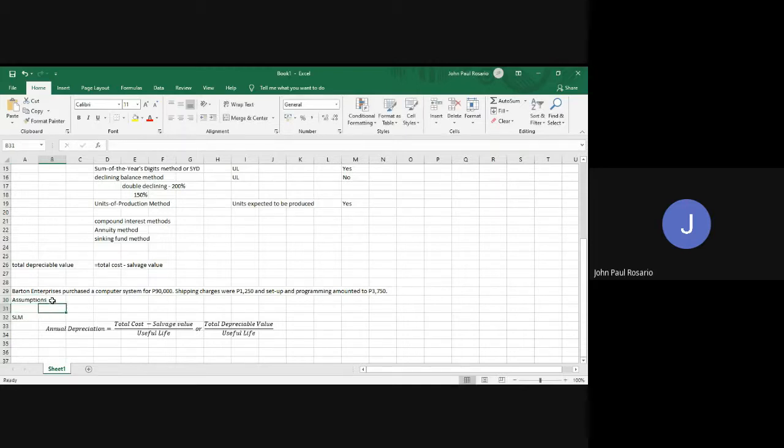First assumption, the system is expected to last 4 years and has a residual value of 15,000. Use straight line method.